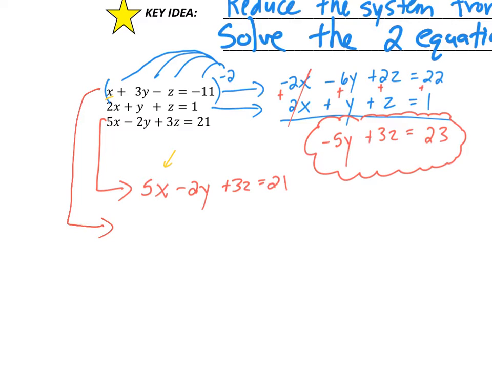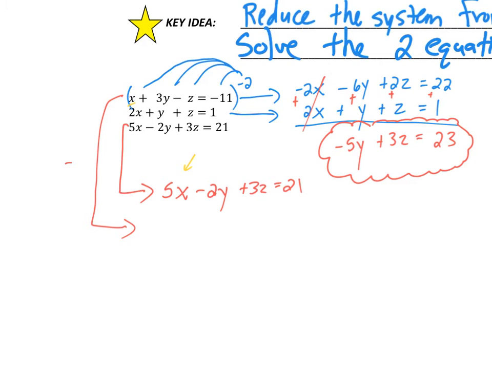So we're going to take the top equation and we want to cancel out 5x. So we need to multiply this by -5. -5 times x is -5x. -5 times 3y is -15y. And -5 times -z is +5z. And -5 times -11 is 55.